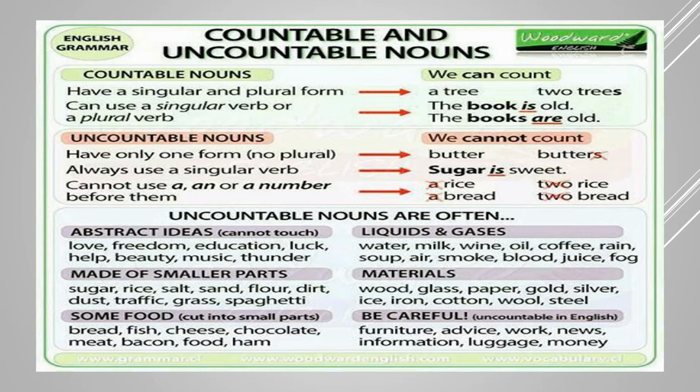For uncountable nouns, we cannot use a specific number. Some examples of uncountable nouns are abstract ideas, things made of smaller parts, some food, liquids and gases, materials, and be careful, furniture and advice are uncountable in English, and there are other examples you have here.